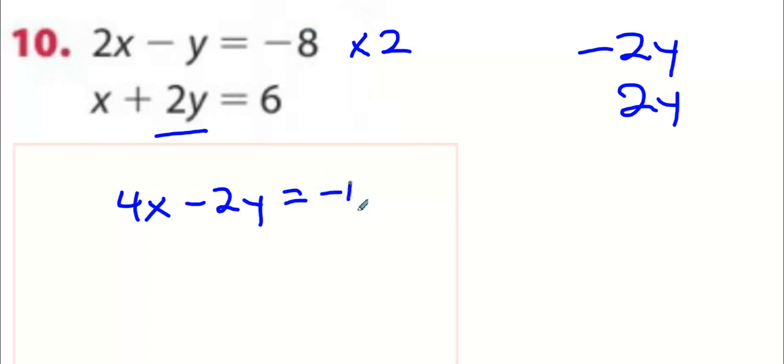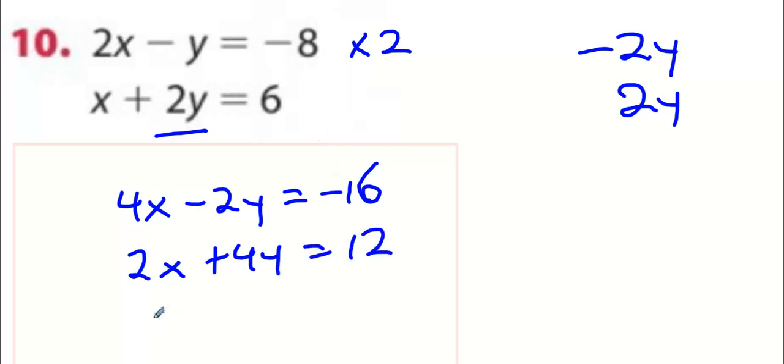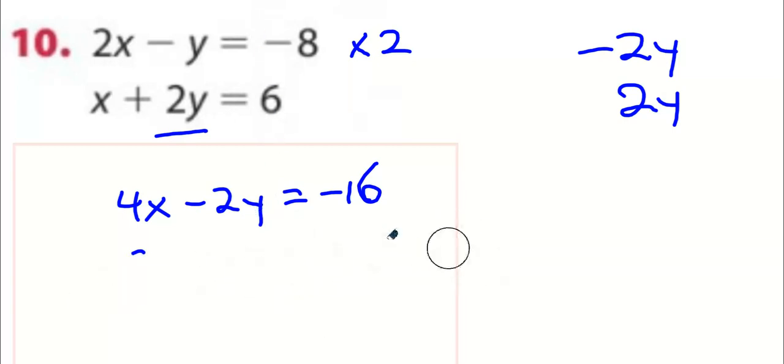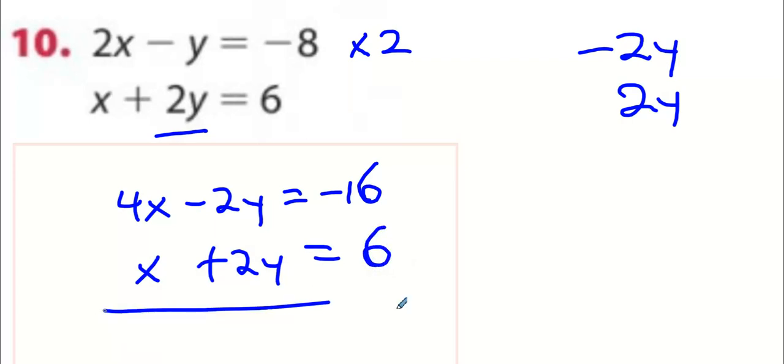equals minus 16. And then I'm going to get 2 times x, which is 2x plus 2y equals 12. I'm going to take them away from each other. Oh, sorry. Multiply the top equation by 2 and leave the bottom equation alone. Sorry, that's my fault. Add downwards.